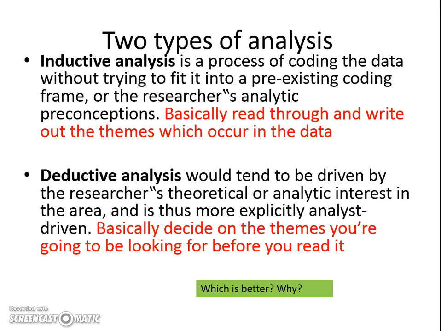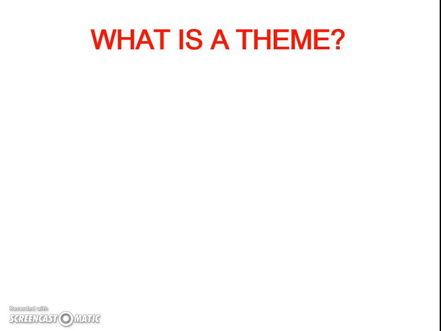There are two different ways of doing it: inductive analysis, which is basically reading through and writing out the themes which occur in the data as you come across them. So literally, as you're going through, you write down whatever is happening, sometimes called grounded research. And there's deductive analysis, where you decide on your themes before you start. So you know what you're looking for before you go in with deductive analysis. In inductive analysis, you don't.